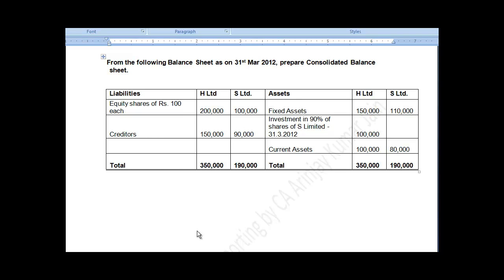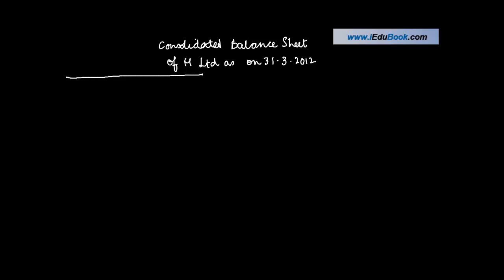So we need to prepare a consolidated balance sheet. So we write it consolidated balance sheet of H Limited as on 31st March 2012. Right? I'm going to prepare the T-shaped balance sheet, okay? Not going as per the schedule 6 right now, but we'll move on to it as we go ahead.